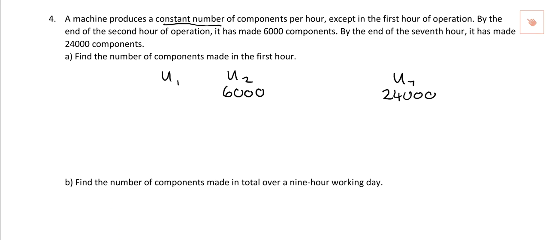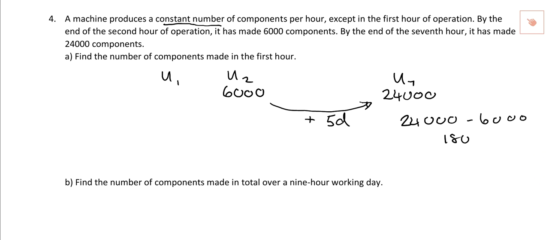It says it's a constant number, so that means what type of sequence is it? Arithmetic. So we have to figure out what D is, don't we? So that's how many lots of D? 5. I'm going to do it slightly differently from before. What's the difference? 24,000 subtract 6,000 is 18,000. If I divide that 18,000 by 5, I get 3,600. So that's the D.